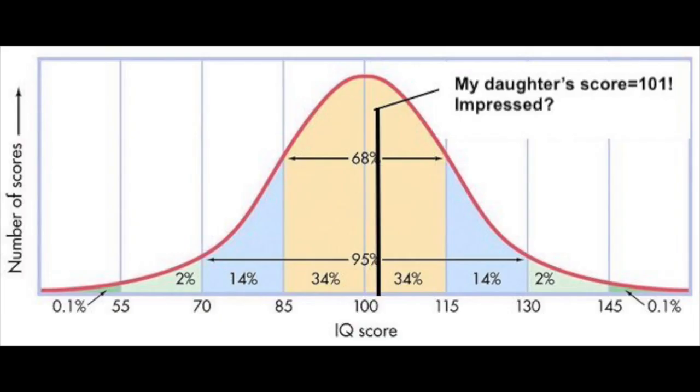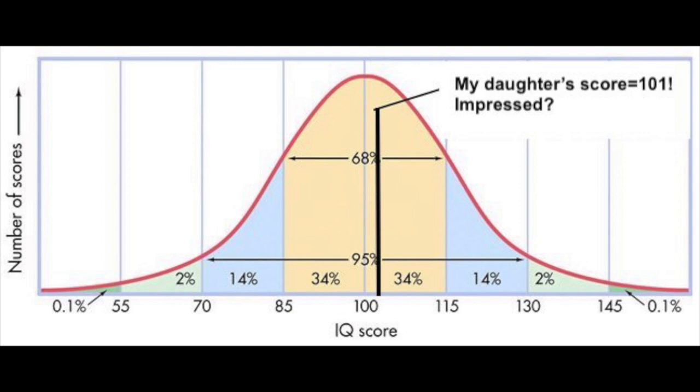So if I were to tell you that my daughter was tested and the average IQ was 100 and my daughter's IQ was 101, so I've done it, I've shown that she's smarter than everyone else, hypothesis confirmed. You might say to me, lady, you're crazy. A 1-point difference between the average IQ and your daughter's IQ does not make her a genius, right? That is not a statistically significant difference.